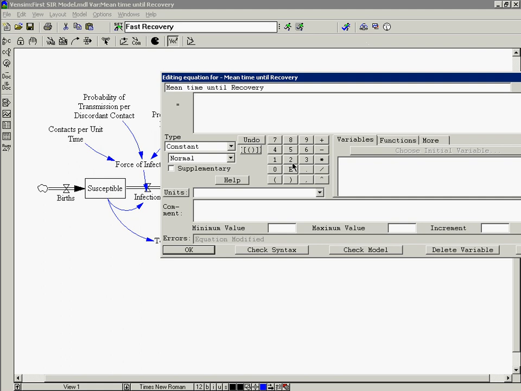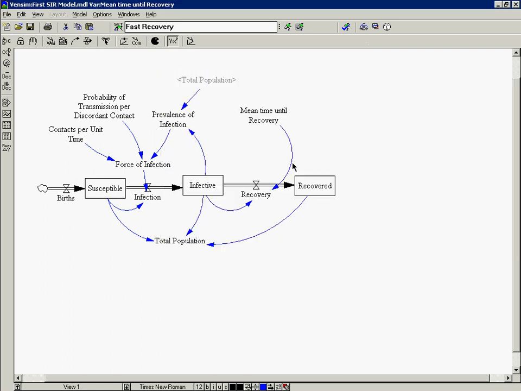We're going to go up here, and we're going to call this intervention something like improved hygiene. That's what we'll call it. Improved hygiene. Okay.